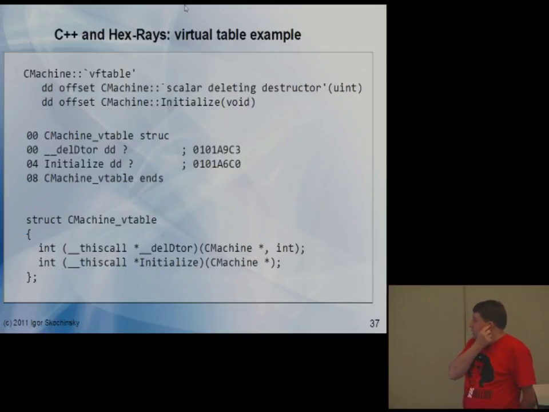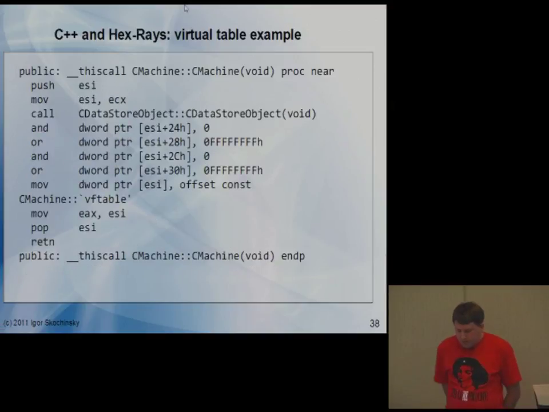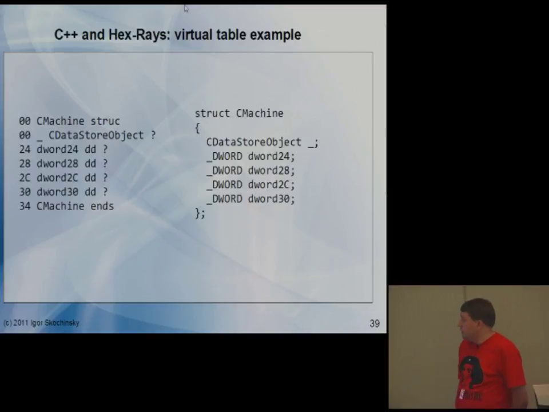So here's the typical way it can be done. We have a virtual table of two methods, a deleting destructor and an initialize method. We create a structure with two members. We put an address of the method. And we also set the types of the members. And this is how it will look in a C-style declaration. For example, this is the same constructors that we've seen before, and here's how we create a structure for it.